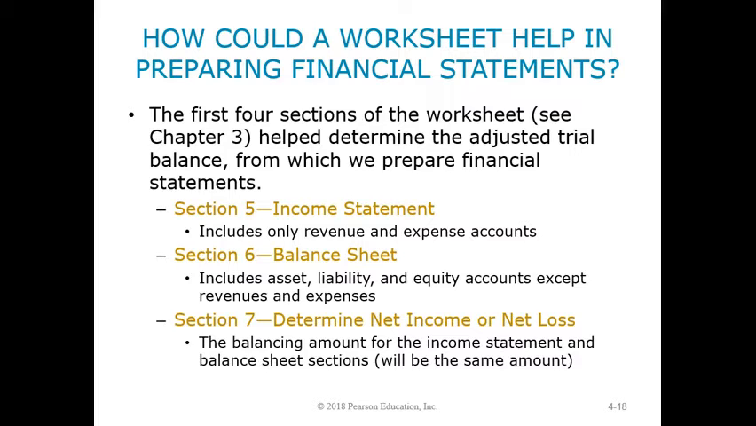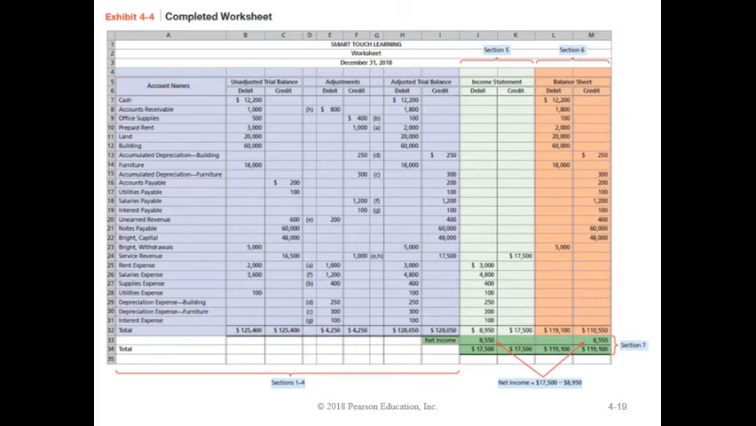We can easily determine what our income statement and balance sheet would look like on our worksheet, and we can also determine our net loss or net income on that same worksheet by looking at the different totals at the bottom of the worksheet. So here we have a completed worksheet. You'll notice that we have the unadjusted trial balance, the adjustments, the adjusted trial balance, and then we have the income statement and the balance sheet sections.